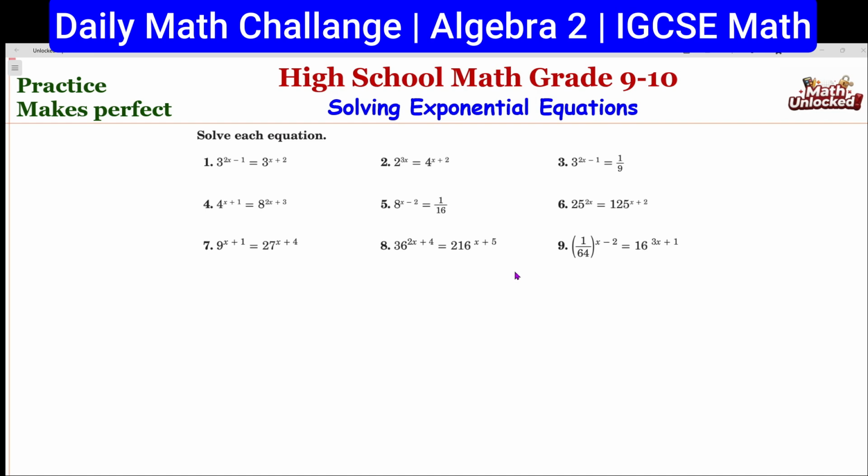Solving exponential equation. Number 1. 3 to the power 2x minus 1 equals 3 to the power x plus 2.